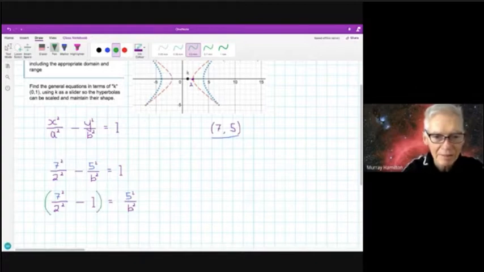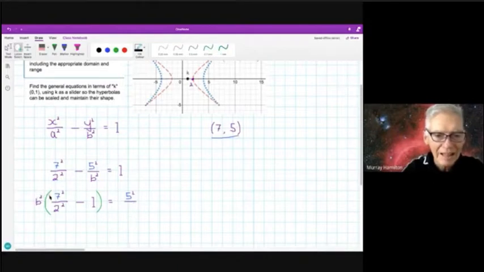If I now take the b squared and multiply it to the other side, I put it over there. Whoops, let's take the squared across too. And there I've got b squared. I've multiplied it to the other side.